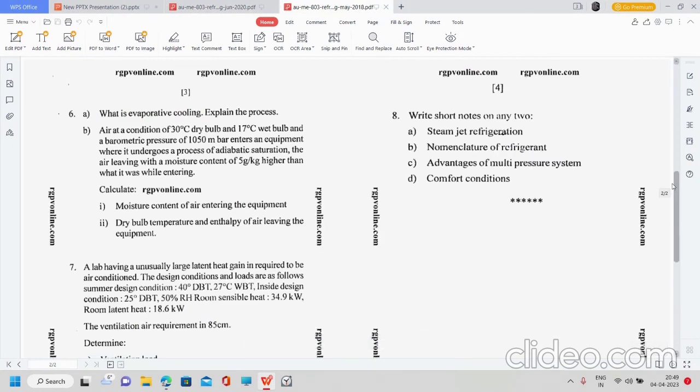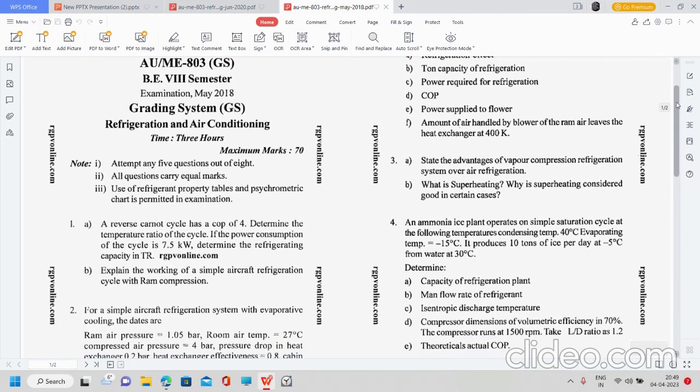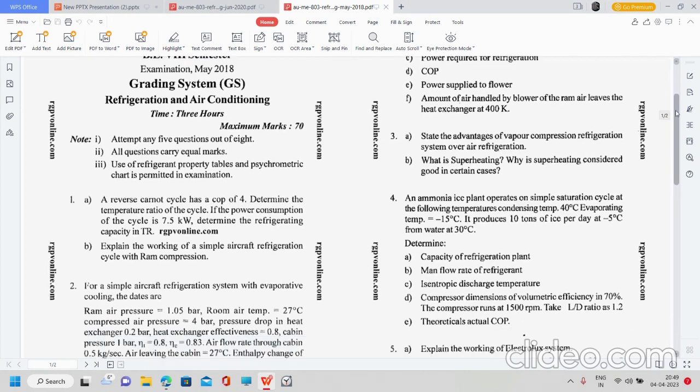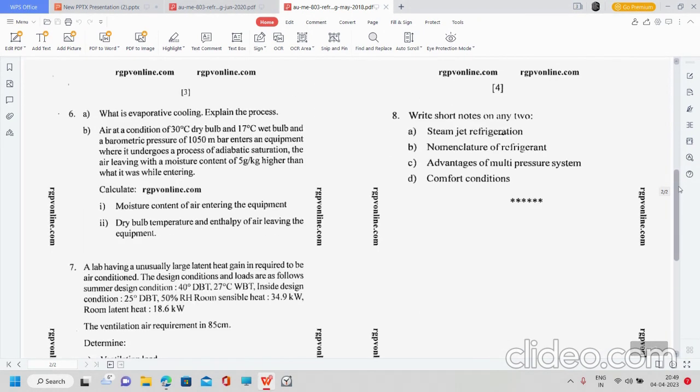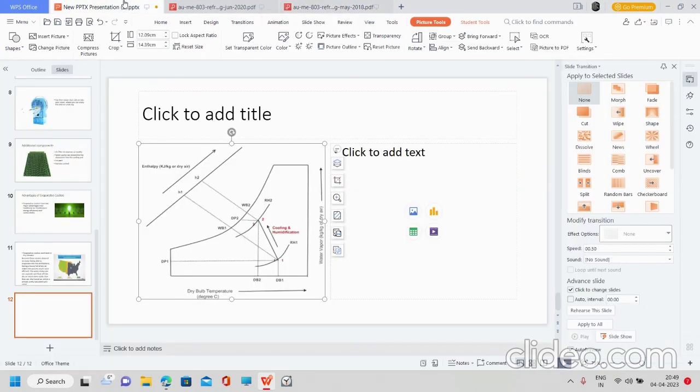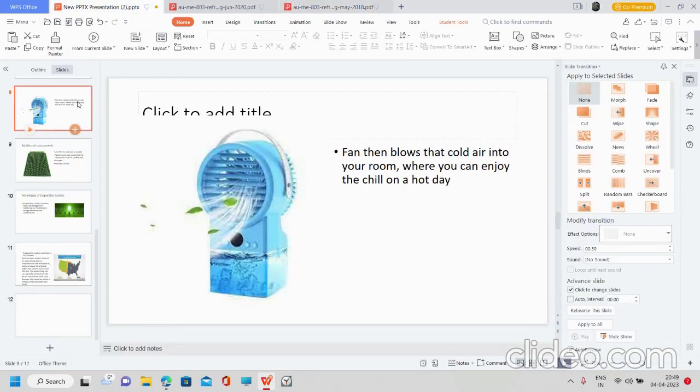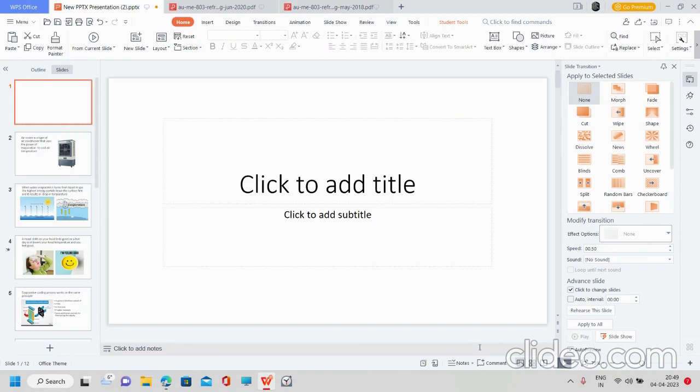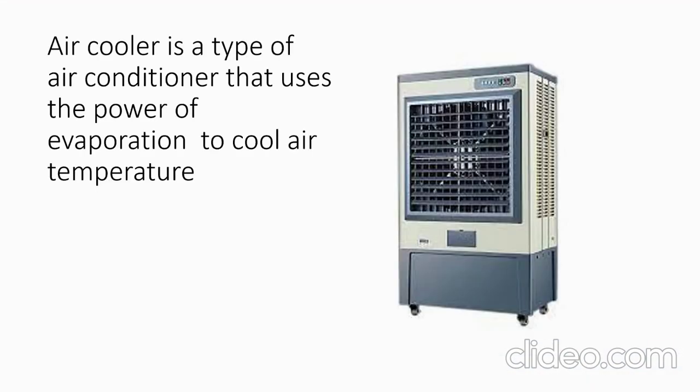We are discussing the paper of Refrigeration and Air Conditioning 2018, and we have solved a few questions. There is one question which is asked: what is evaporative cooling? So today I am going to tell you about what evaporative cooling is. Okay, let's start this thing.